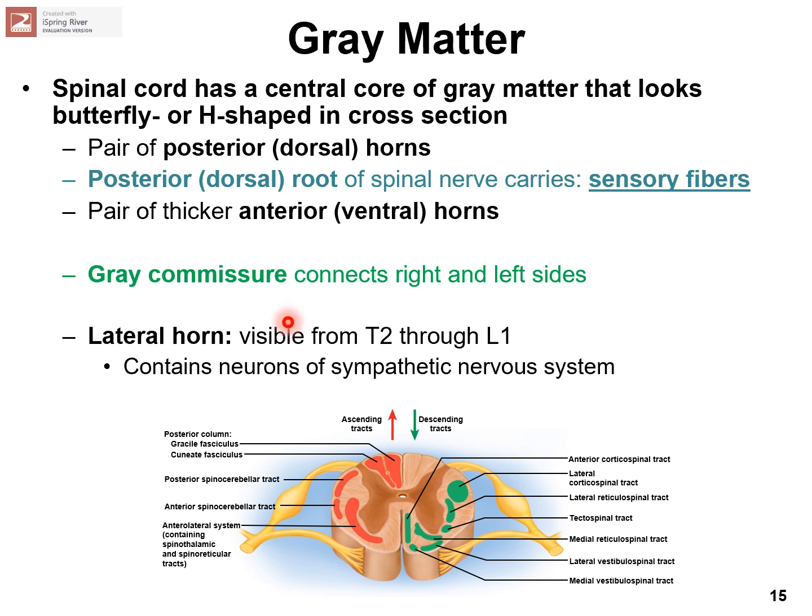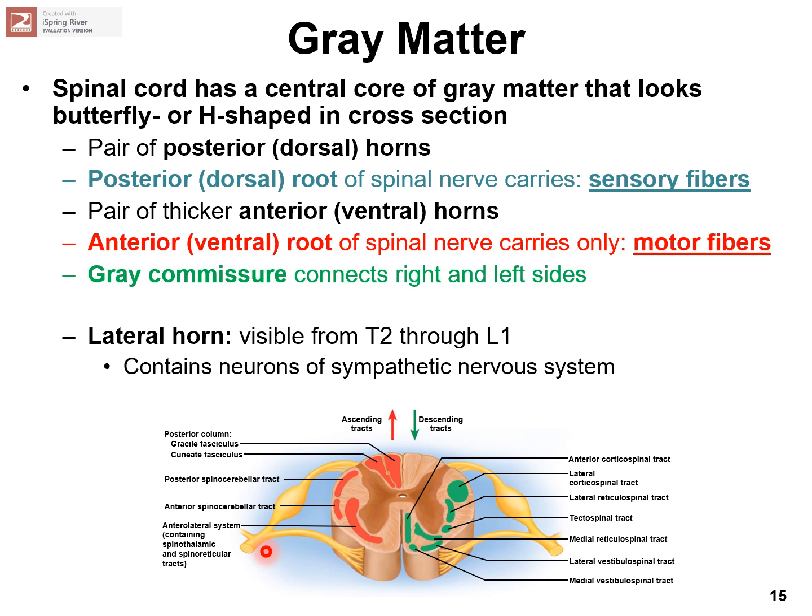The posterior or dorsal root of the spinal nerves always carry sensory fibers. So sensory fibers bring information or relay nerve impulses to the spinal cord. They enter through the posterior aspects. Okay, and the information from the spinal cord is conveyed to the brain through ascending tracts.